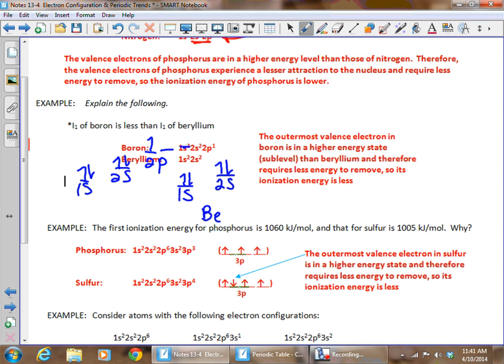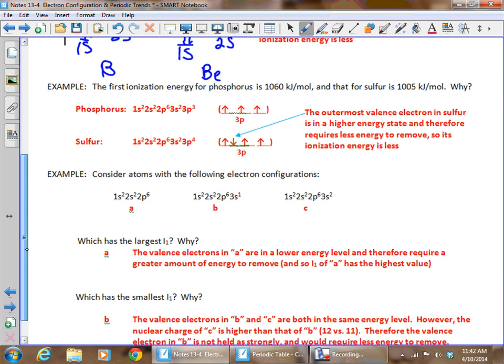Now remember our energy rope. Who has the electron that has a higher energy state? This electron right here is in a 2p. It's a slightly higher energy state. So if that's true, it's going to require less energy for boron versus beryllium to remove that electron, less energy rope. So it's all about where that electron is.